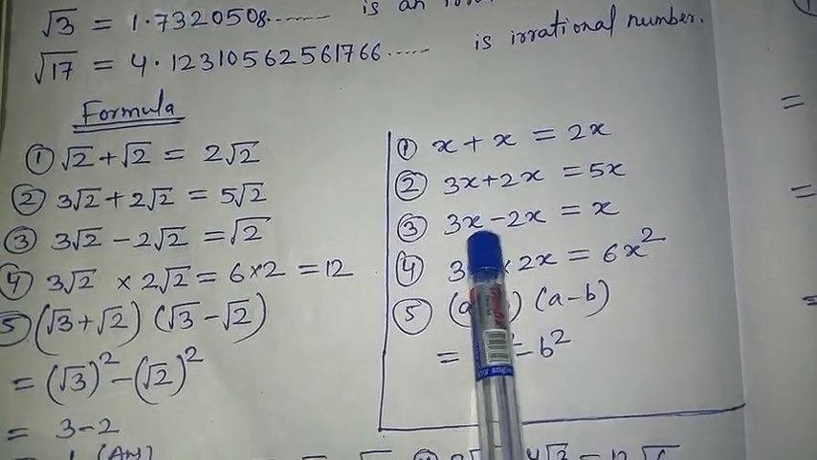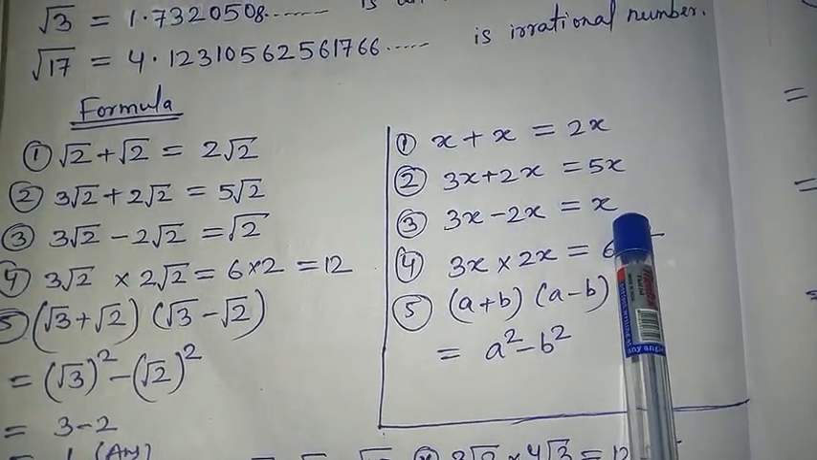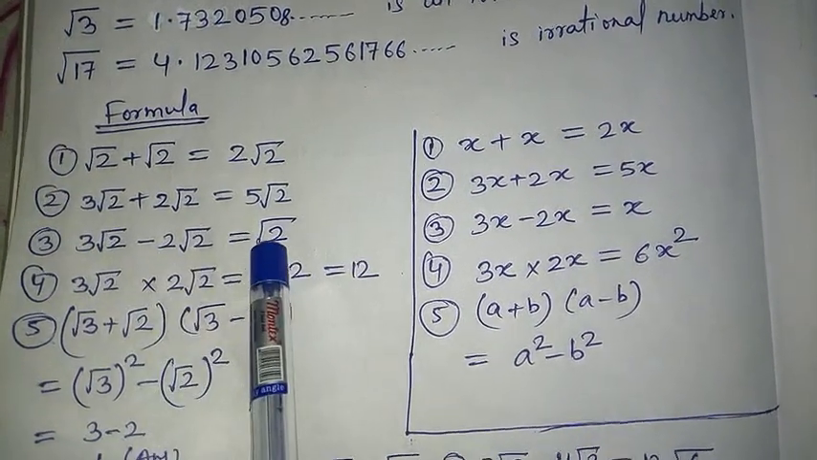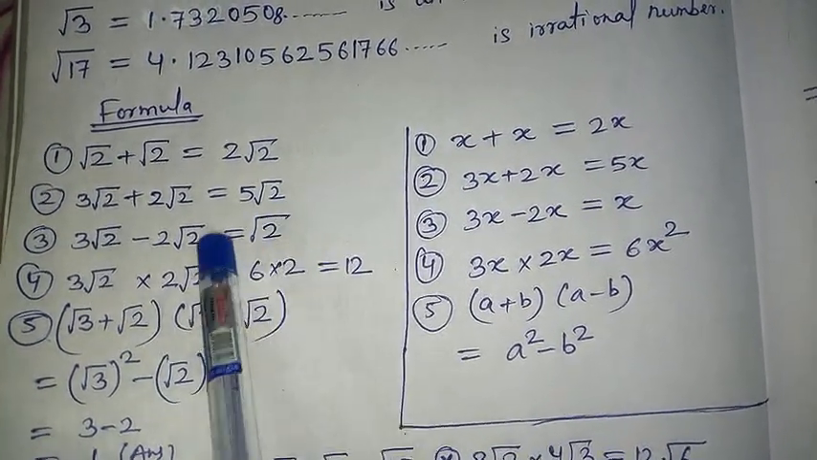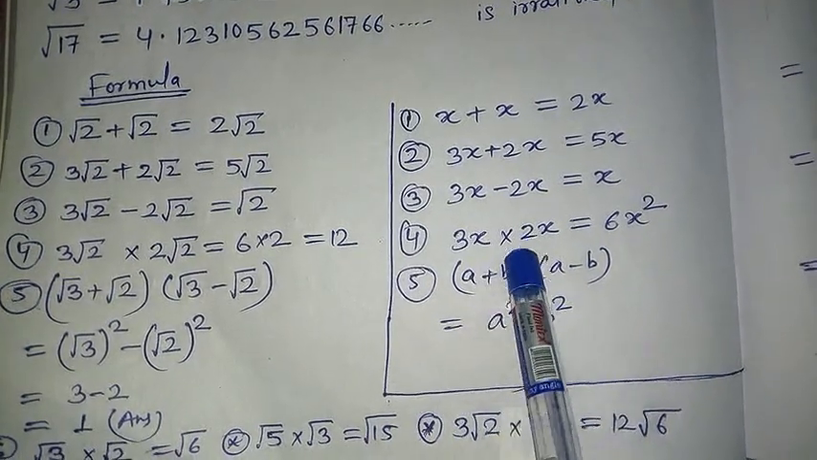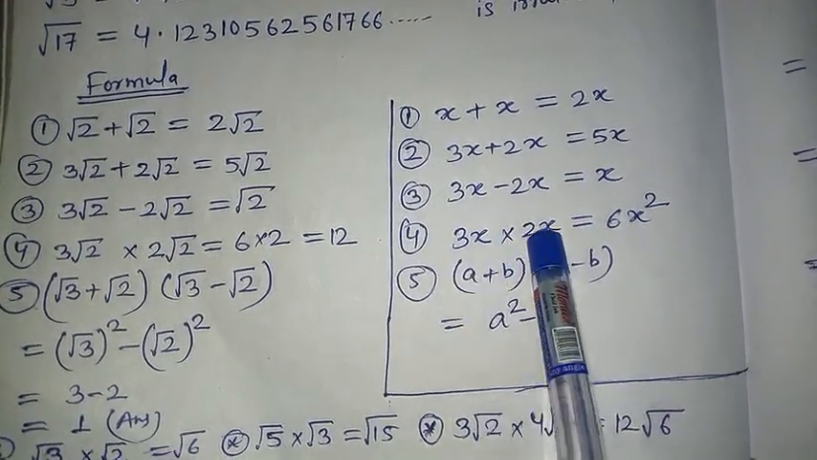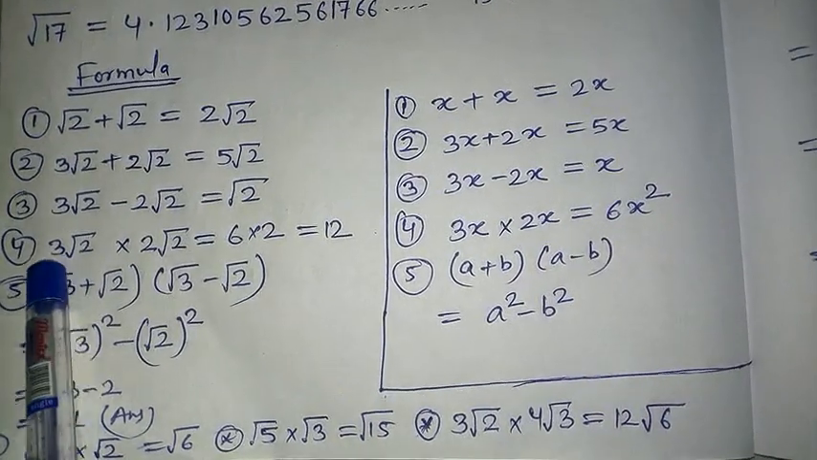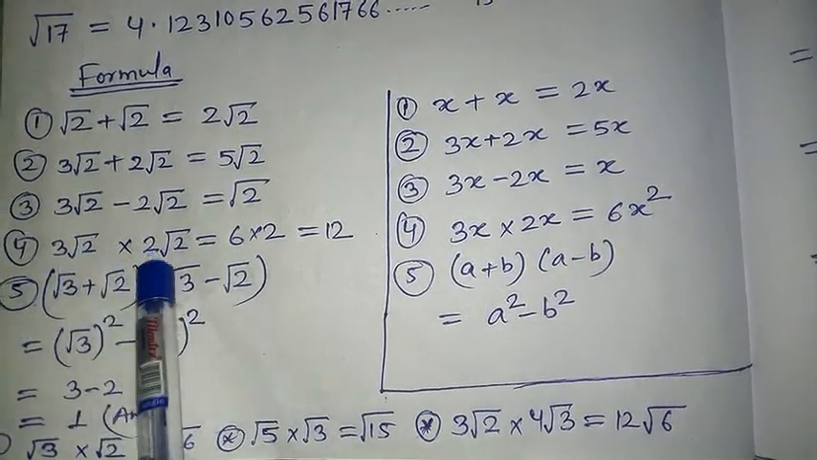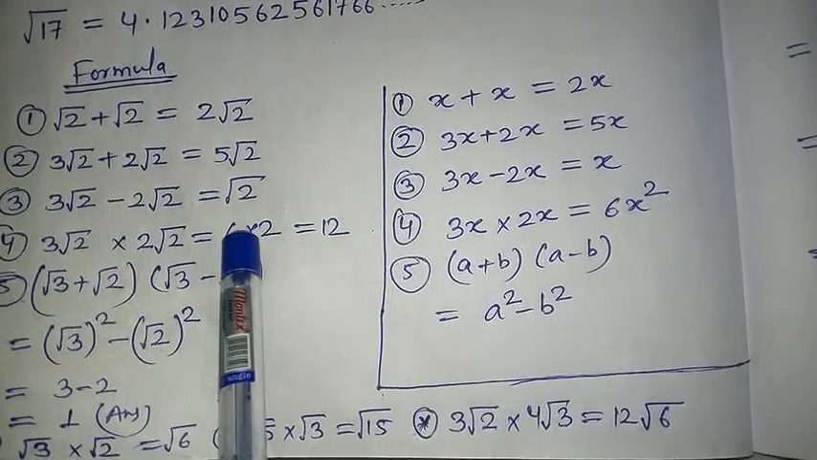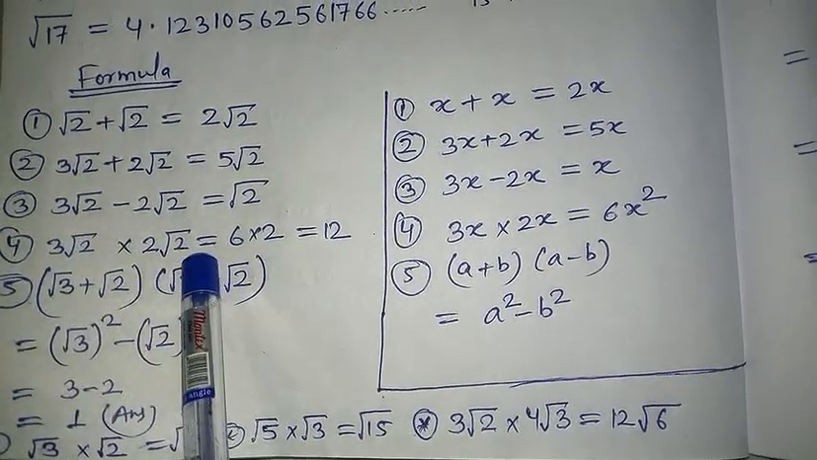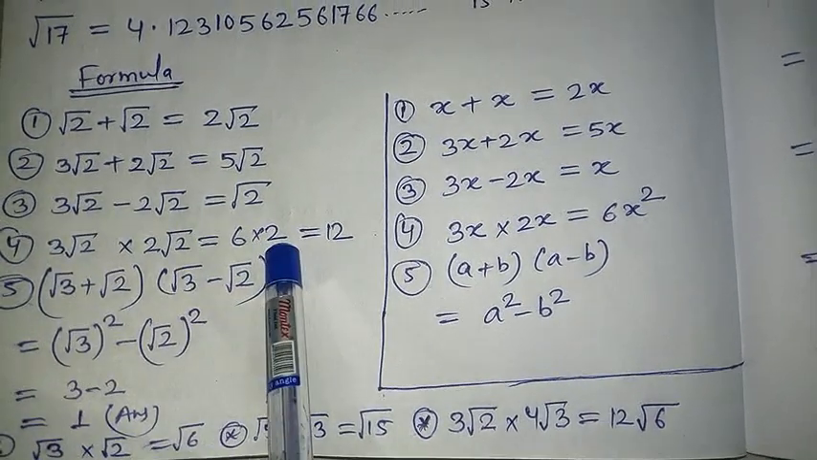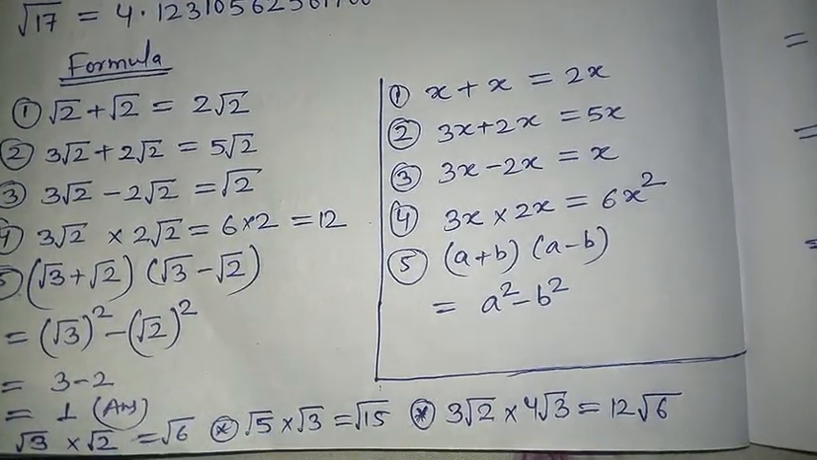Next, 3x minus 2x is 1x, that is x. Similarly 3 root 2 minus 2 root 2 is 1 root 2. That is root 2. 1 we don't write. Like 3x into 2x is 3 times 2 is 6, x into x, x square. So 6x square. Similarly, 3 root 2 into 2 root 2, 3 times 2 is 6, and root 2 into root 2, the same root number multiplied 2 times is 2 only. So 6 into 2 is 12.